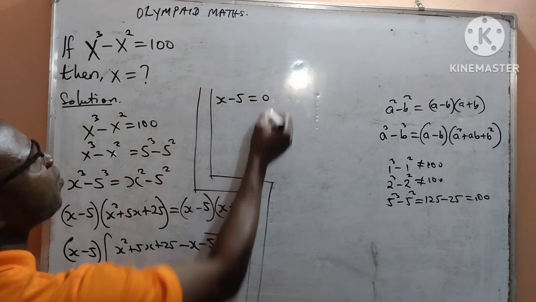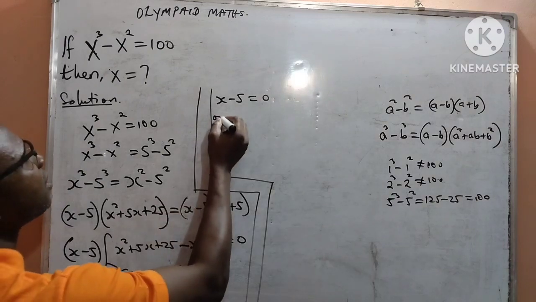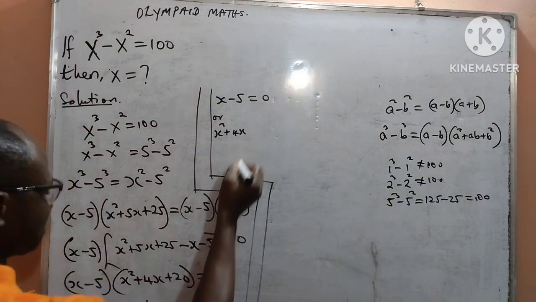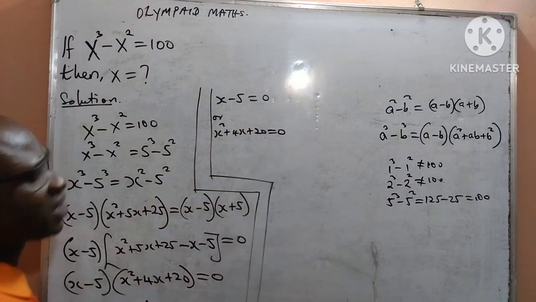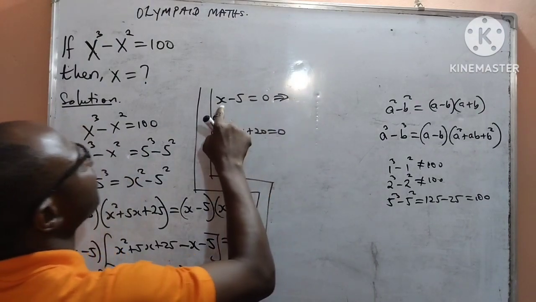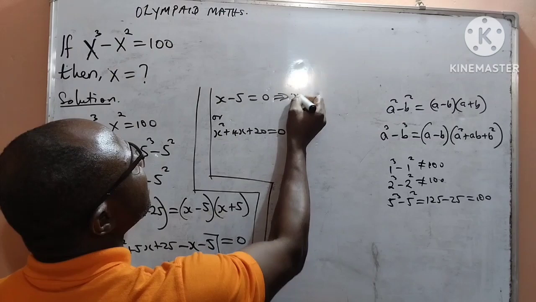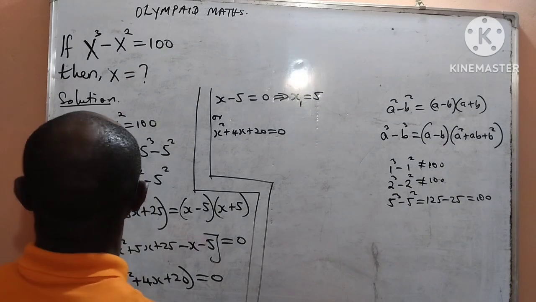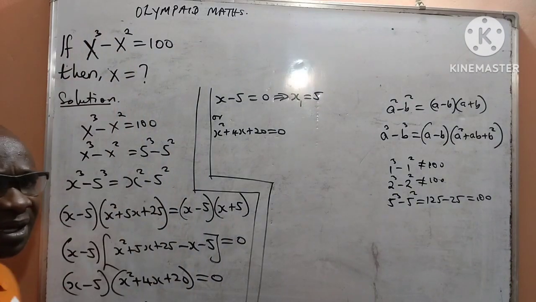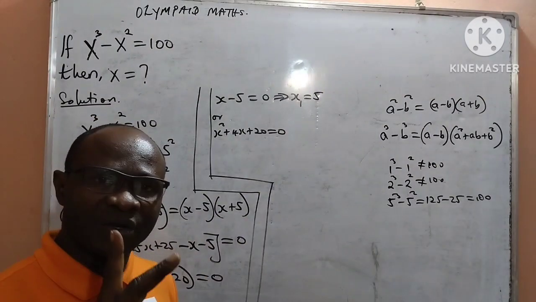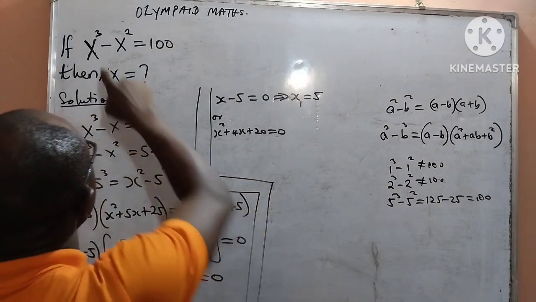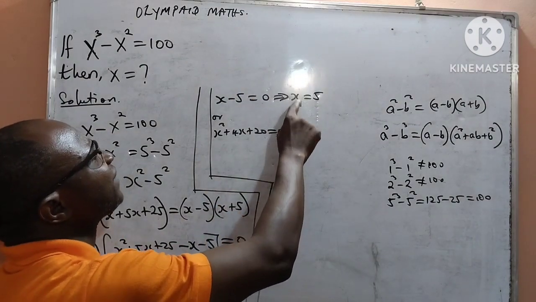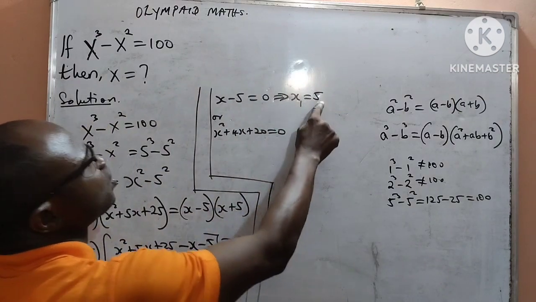x minus 5 is equal to 0, or from the second bracket, x squared plus 4x plus 20 is equal to 0. And from the first condition, if x minus 5 is equal to 0, it means that x is equal to 5. I have gotten the first value of x. Because here x is to the power 3, we are expected to get 3 values of x, 3 roots for x. That is what we are expected to get. So from here we have gotten the first value of x, x is equal to 5.